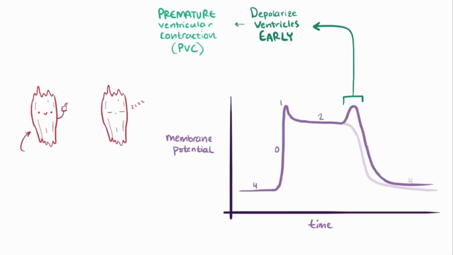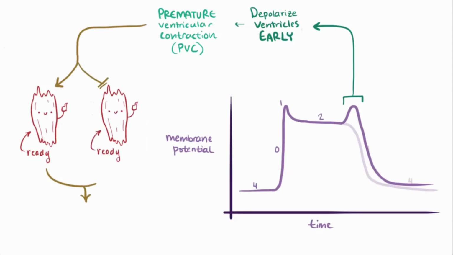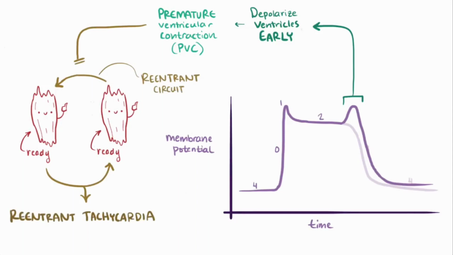If at this point some neighboring cells are ready for another depolarization, and some cells aren't, then that wave of depolarization will propagate through the ready cells, but get blocked by the not ready cells. Then at some point when those not ready cells come around, the wave of depolarization can double back, potentially creating a re-entrant circuit, which leads to re-entrant tachycardia, which are super fast heart rates that can happen because the signals might propagate around in a circular way, over and over and over again.